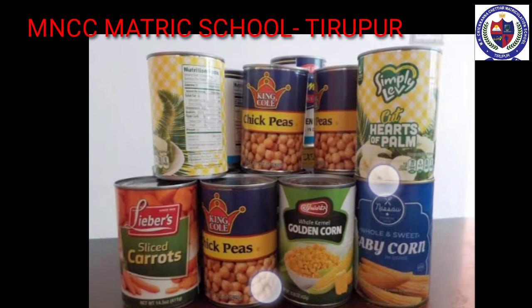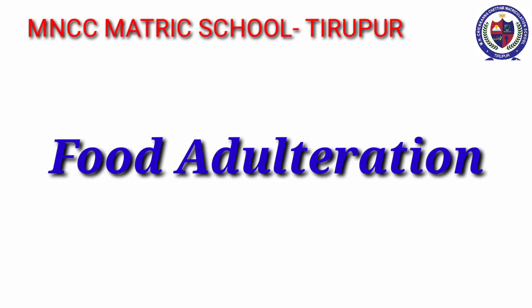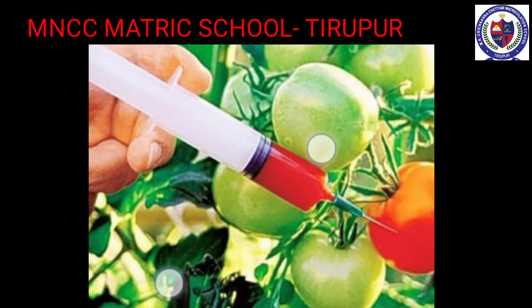Then synthetic preservatives. Food adulteration. Adulteration is defined as the addition or subtraction of any substance to or from food so that the natural composition and the quality of food substance is affected. Adulterant is any material which is used for the purpose of adulteration.